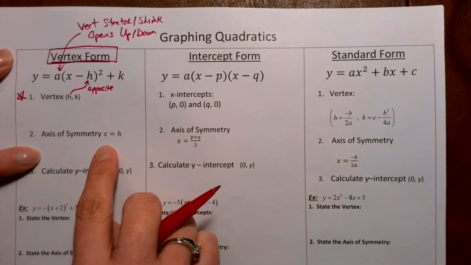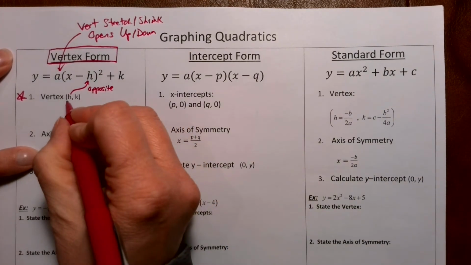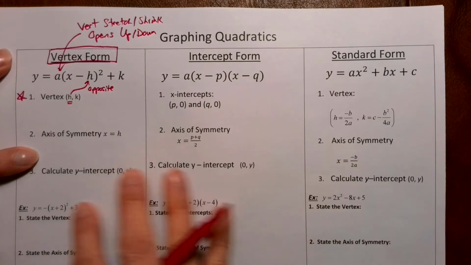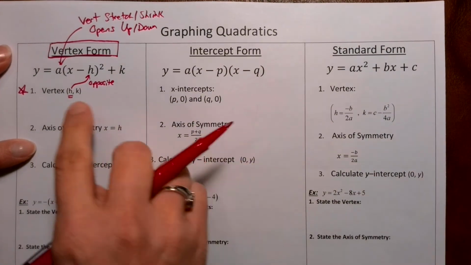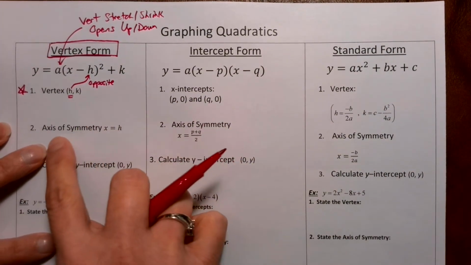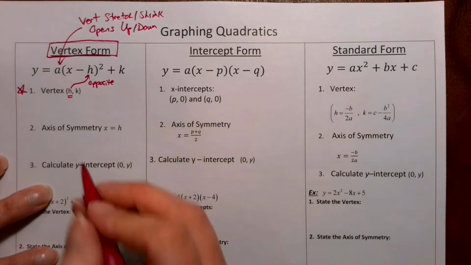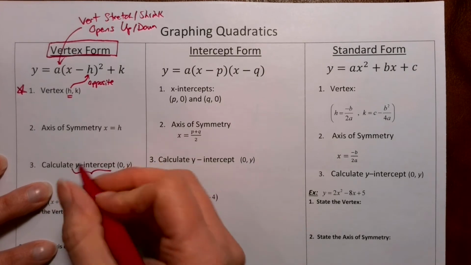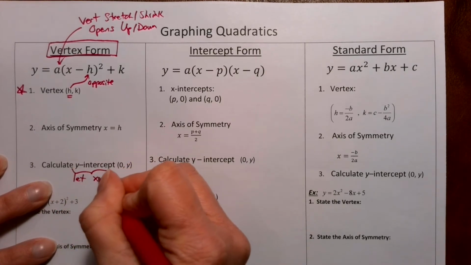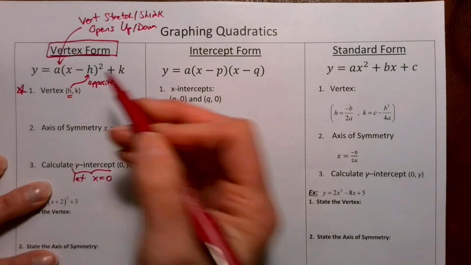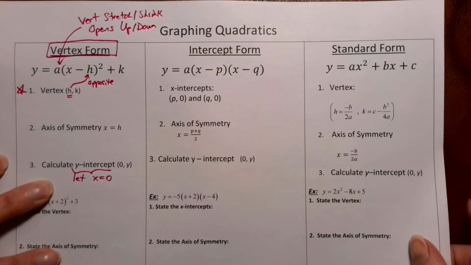Axis of symmetry would be x equals whatever that h value is right there. And that's the same for all the forms. Whatever the x value is of the vertex is your axis of symmetry. To calculate a y-intercept, this one might take a little bit more work. We're going to go ahead and let the x value equal 0, and then you have to calculate the y-intercept.